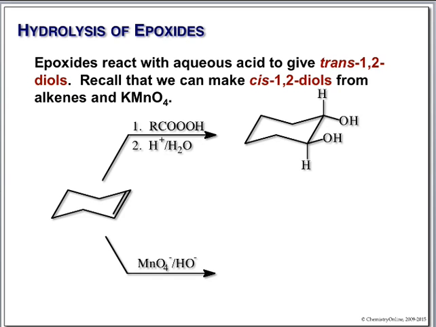With permanganate, we're going to form an intermediate manganate ester. Both oxygens on the same side. Spontaneously, this is going to break down and give us the 1,2-diol where the two oxygens are cis. Remember, cis is axial equatorial. So isn't this neat? You can make a 1,2-diol with two different stereochemistries. Any questions?